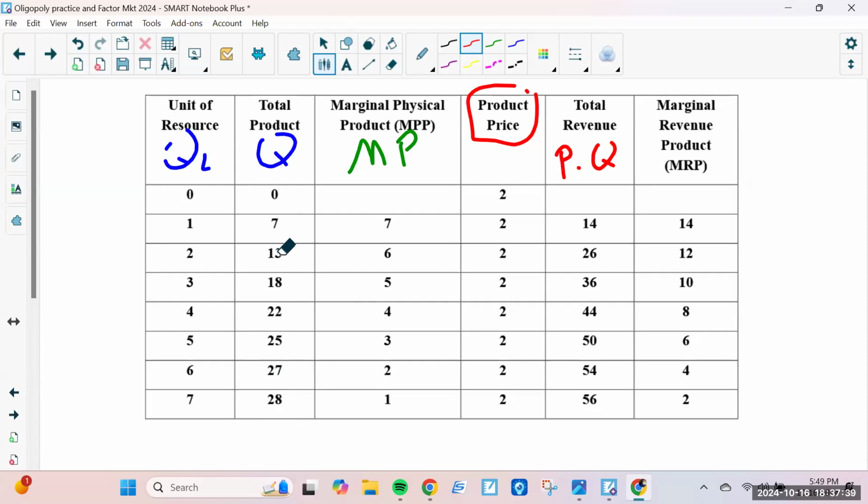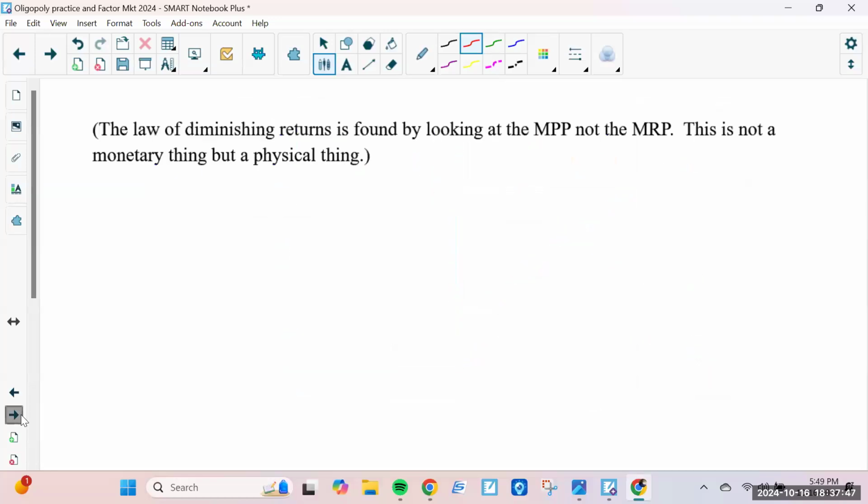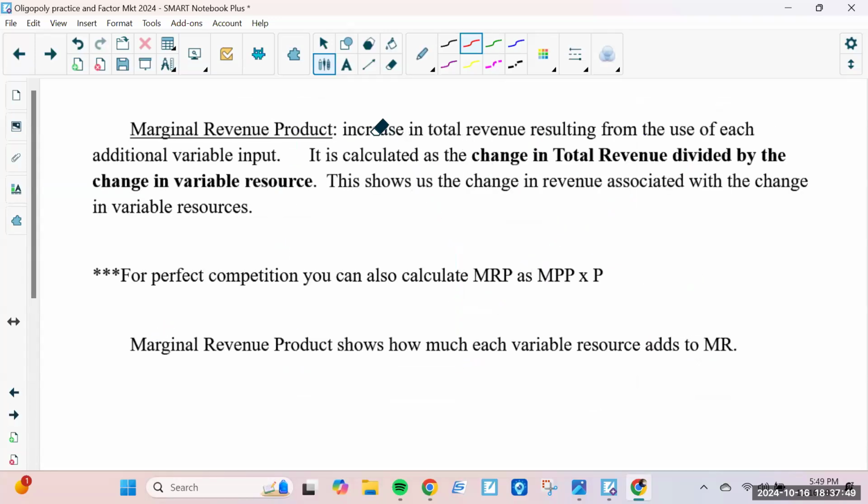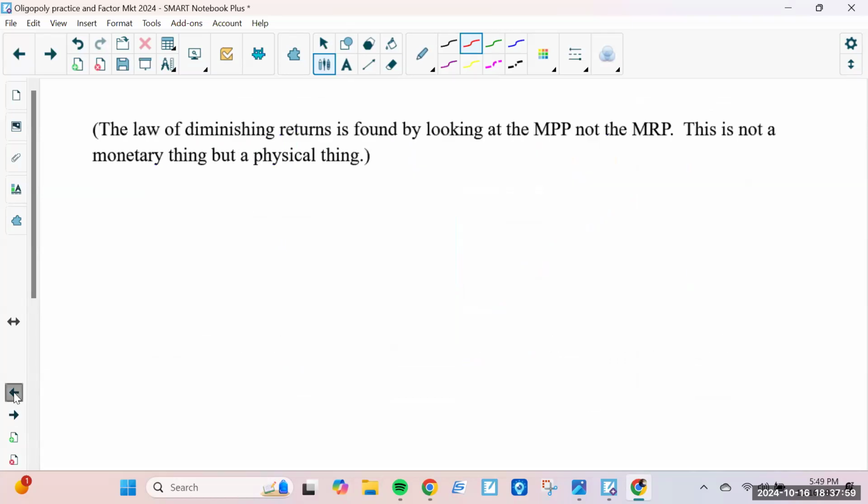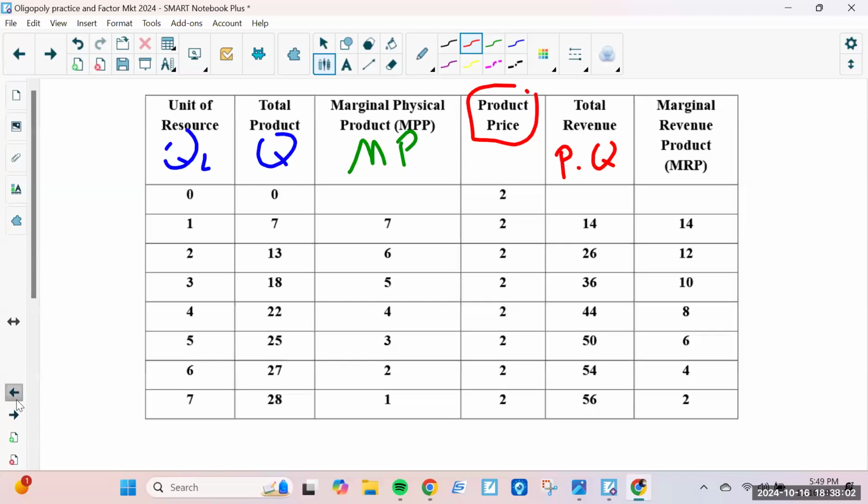Now we get to learn something brand new. The last thing here is called marginal revenue product. Marginal revenue product is defined as the increase in the total revenue resulting from the use of an additional variable input. That's how they define it, that's how they talk about it. But let me put it in English.